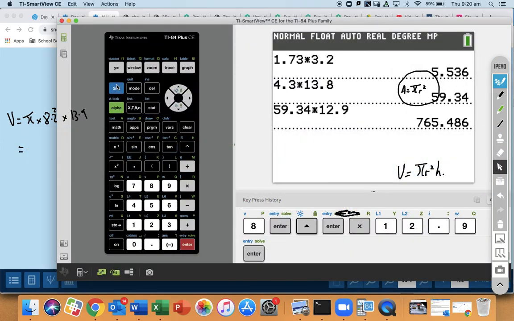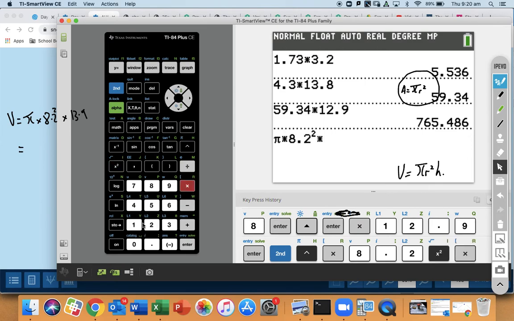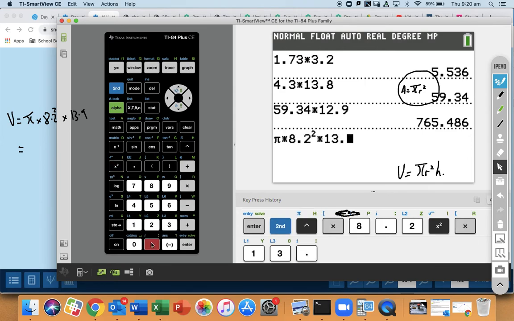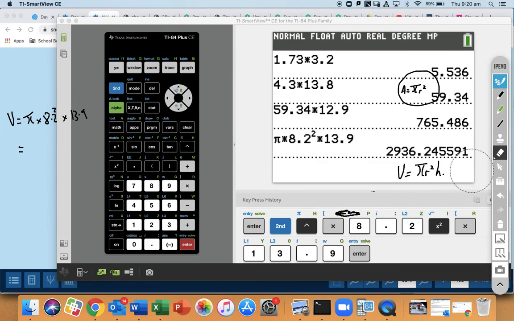So it's pi, 8.2 squared, times 13.9. And again, with this shape, with this volume, this answer, I need to round. There's a lot of decimals, 6 decimals there. Don't need them. It's going to look quite strange to keep them all.